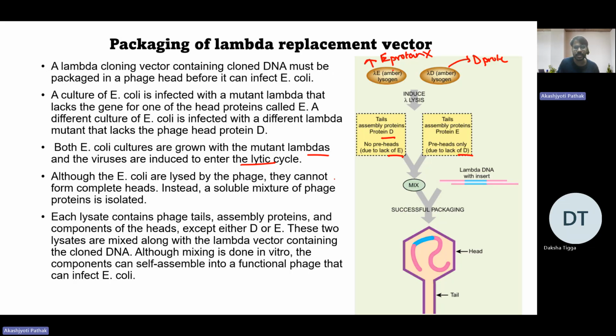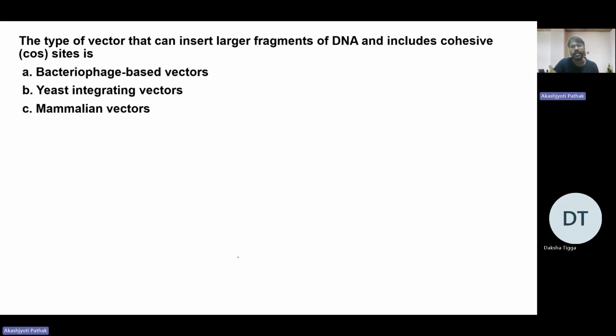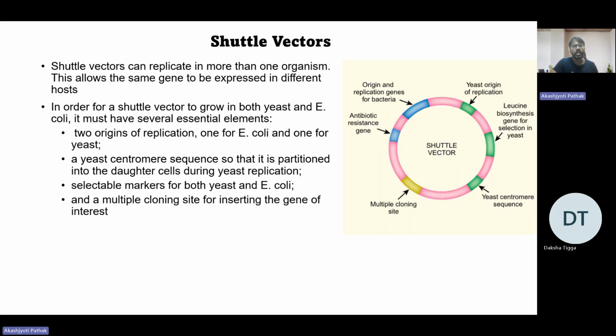You can go through this text, you will understand. These two lysates are mixed along with the lambda vector containing the cloned DNA. Although mixing is done in vitro, the components can self-assemble into a functional phage that can infect E. coli. So the type of vector that can insert larger fragments of DNA and includes cohesive sites is what? It is bacteriophage-based vectors. Bacteriophage-based vectors have cos sites, which are required for circularization inside the bacterial cell.